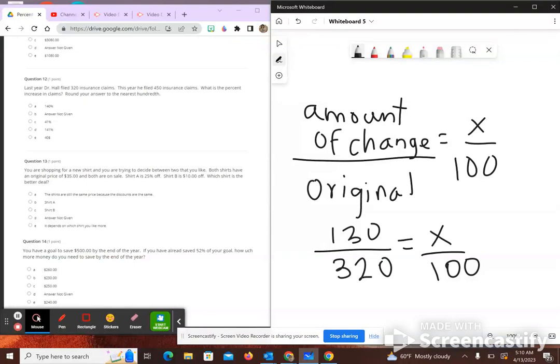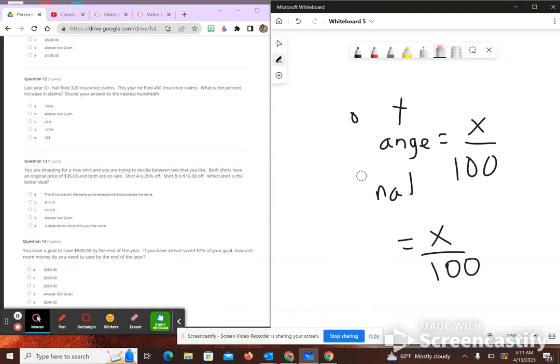Let's look at 13. You're shopping for a new shirt and you're trying to decide between the two that you like. Both shirts have an original price of $35 and both are on sale. Shirt A is 25% off. Shirt B is $10 off. Which shirt is a better deal?